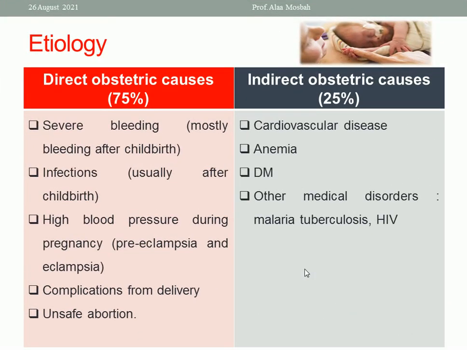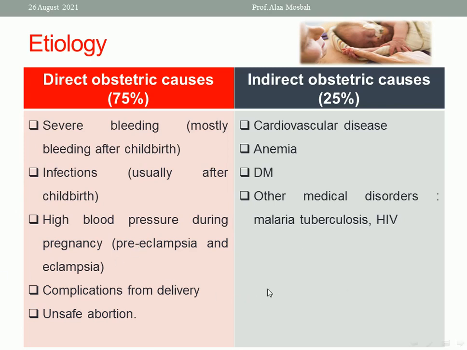What is the etiology? We can divide them into two main groups, direct obstetric cause or indirect obstetric cause. The majority related to direct obstetric cause, constituting about 75%, may be related to severe bleeding, more commonly the postpartum hemorrhage. Also, there is the bleeding in early pregnancy like ectopic pregnancy and internal hemorrhage. Also, the antepartum hemorrhage like placental abruption and placenta previa. But postpartum hemorrhage is more common.